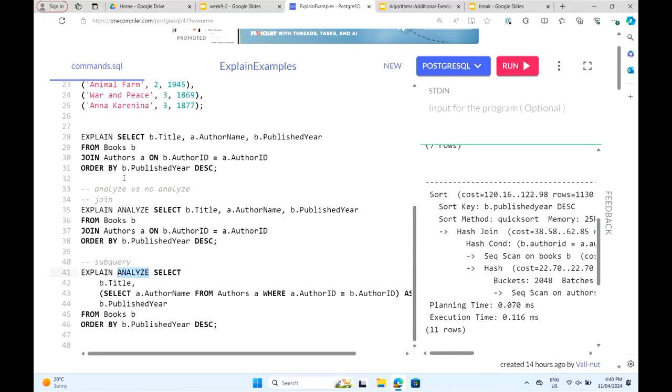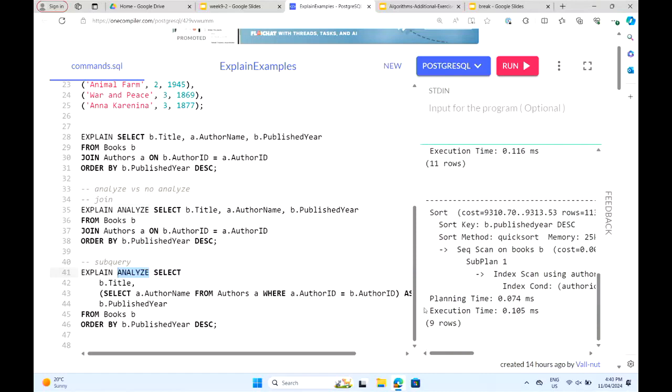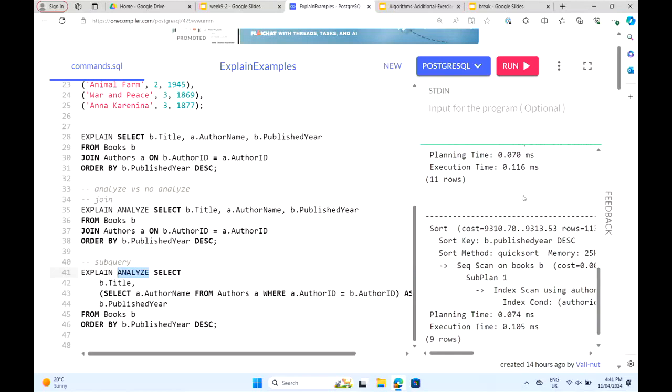However, in the second one, we didn't change the query, but we added the analyze keyword, and you can see it prints out two more lines of output. The first one is the planning time, which is the estimated time of the execution plan, and the second one is the execution time, which is the actual time used for executing this query. The last example is using a subquery instead of a join to implement the same query. And you can see the execution time is actually a little bit faster than the join here.